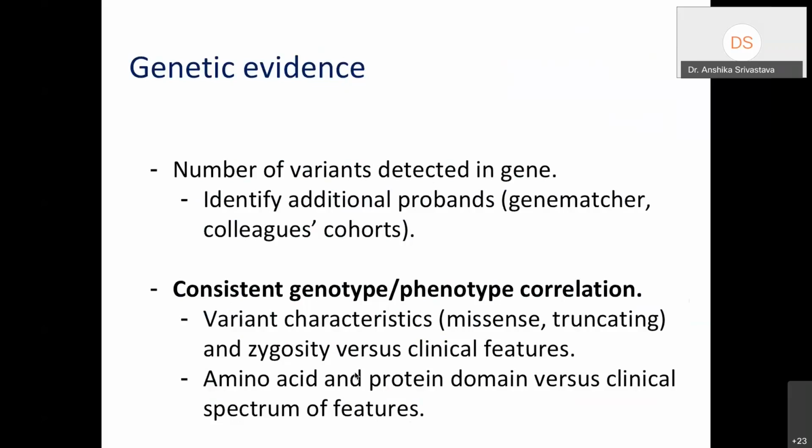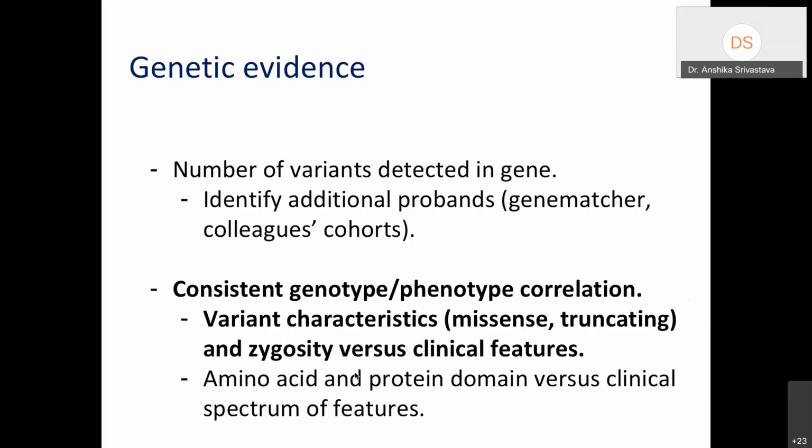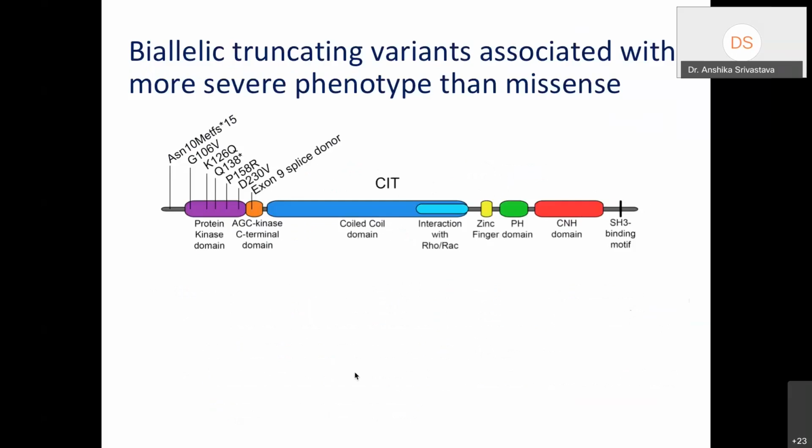So next, we have to do consistent genotype-phenotype correlation. For example, as I told, variant characteristics, whether it is missense or truncating, zygosity versus clinical features. For that, we laid out the domain architecture of citron kinase, and then we mapped the mutations in the citron kinase domains. And we observed that the biallelic truncating variations are associated with more severe phenotypes than missense, because we correlated our genetic findings with our phenotypic findings.